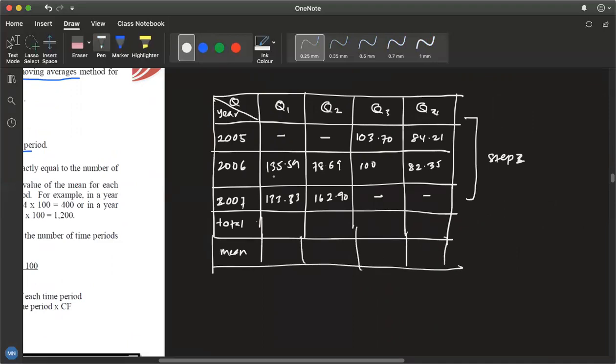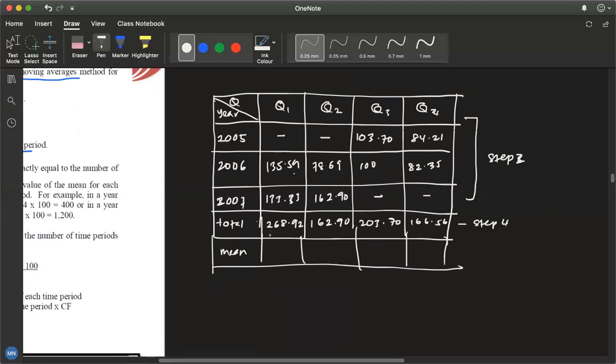So total: 135.59 plus 133.33, it should be equal to 268.92, right? And this one is 162.90. This is 203.70. This is 166.56. So this is step number 4.